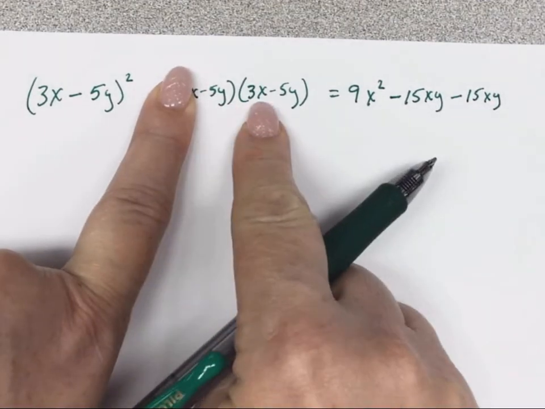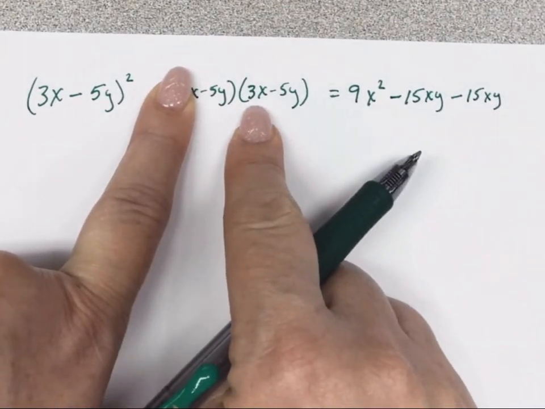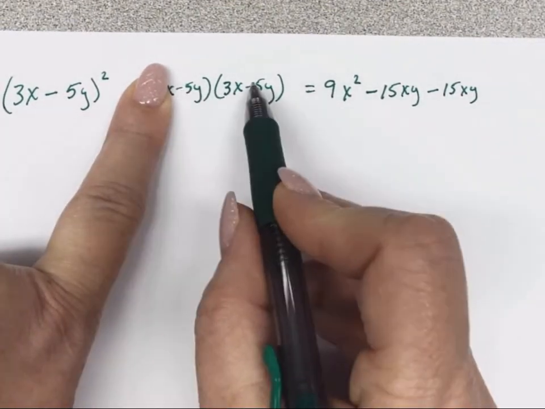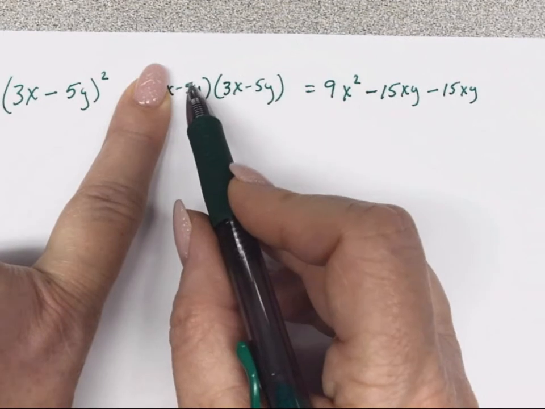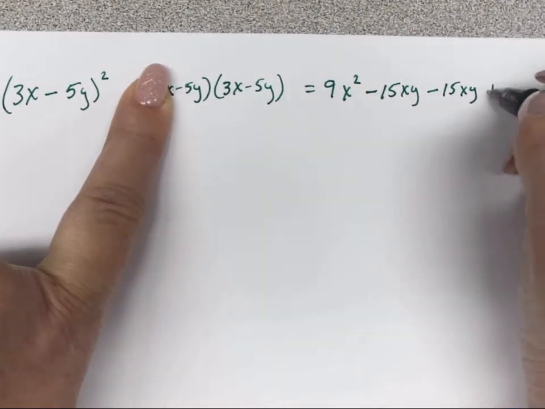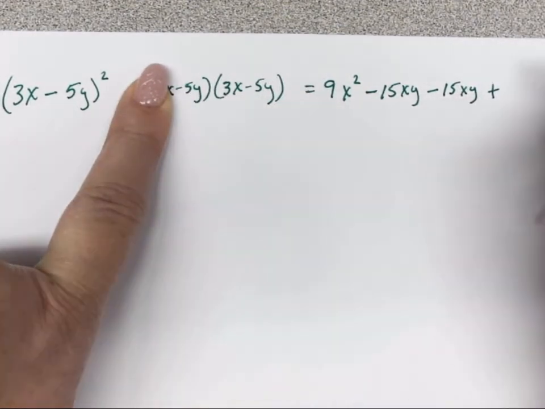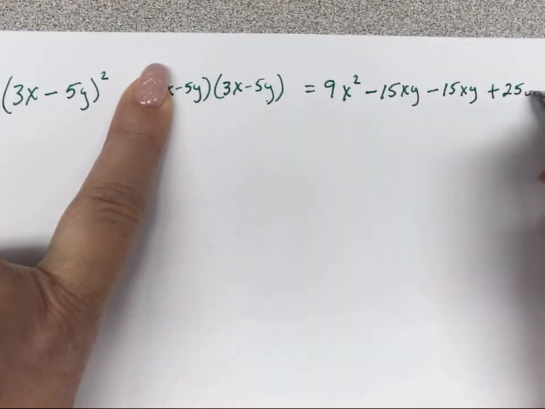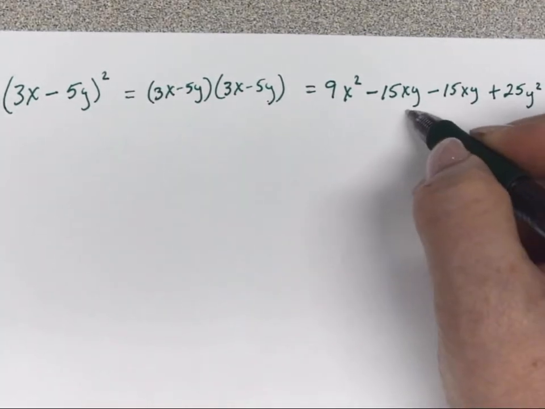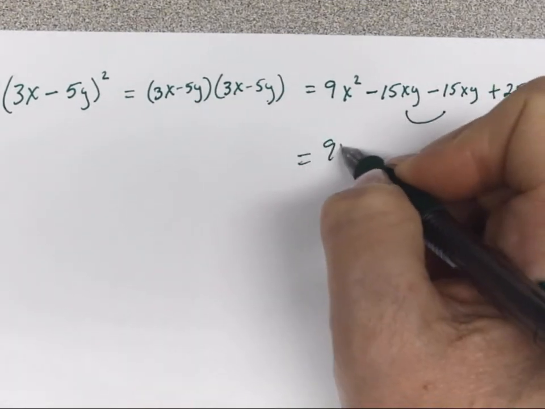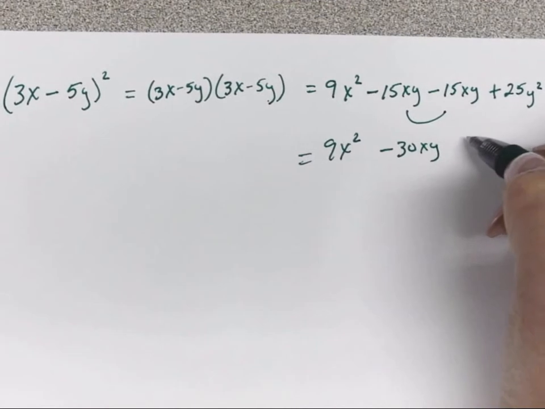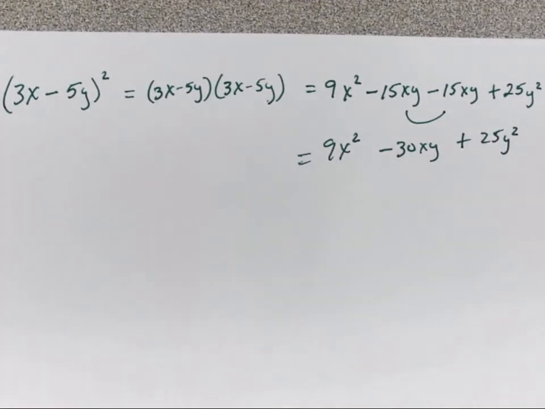And you can write it as yx or xy. It's multiplication, so it doesn't matter, but I usually will put them in the same order. And then negative 5y times negative 5y, negative times a negative will get us positive. 5 times 5 is 25, and a y times y is going to get us y squared. Combining those middle terms, we get 9x squared minus 30xy plus 25y squared.